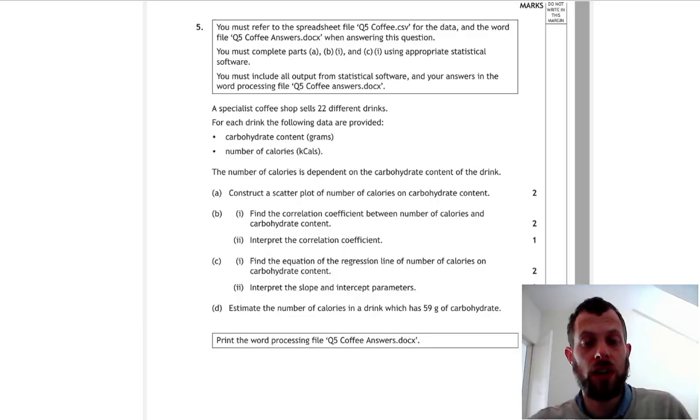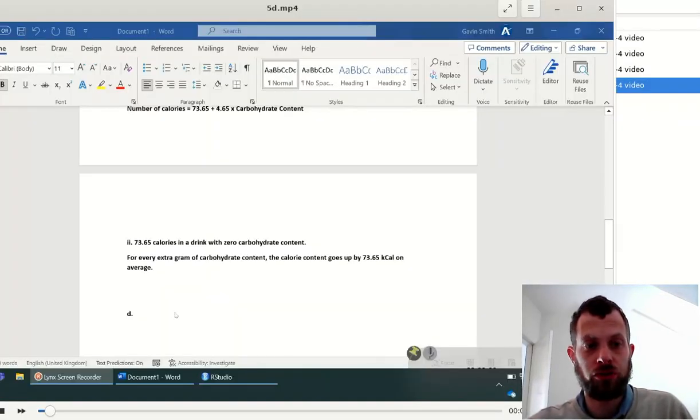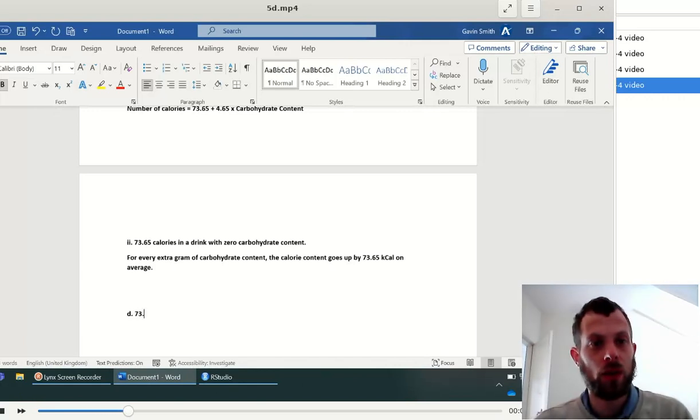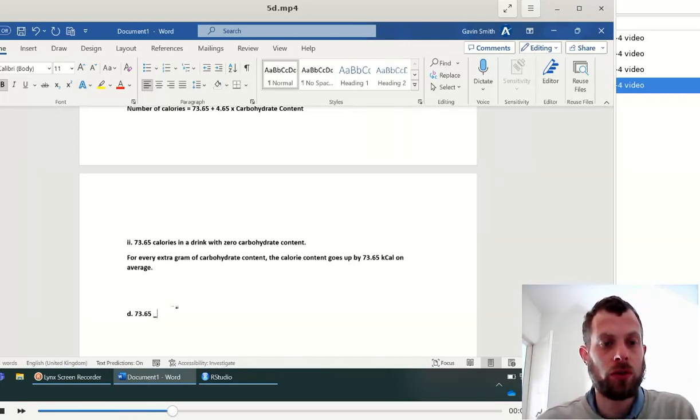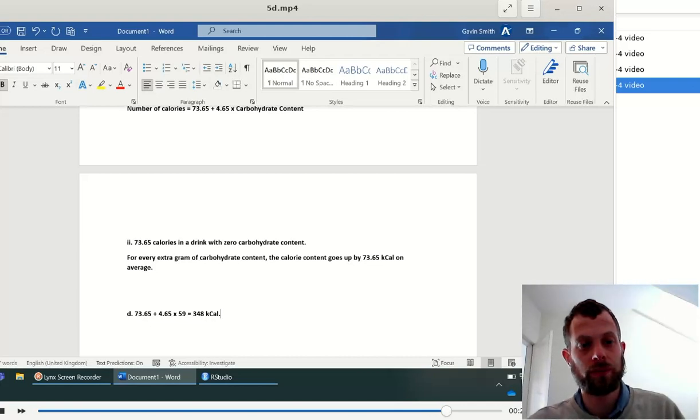And then for D, using that regression equation for prediction, we substitute 73.65 in. No, we don't. We substitute the carbohydrate content, the 59 grams, in, and you get 348 calories as the prediction.